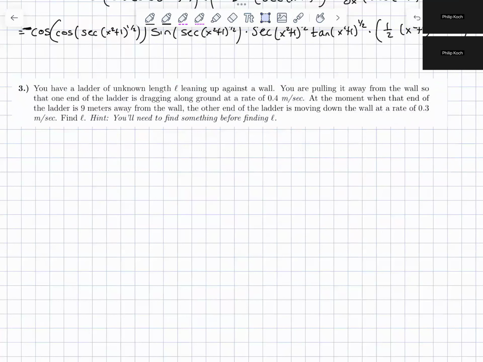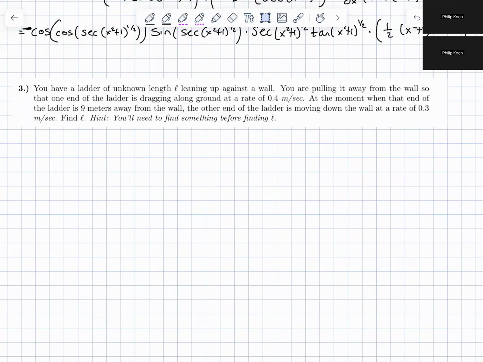Okay. You have a ladder of unknown length L leaning up against a wall, and you're pulling it away from the wall so that one end of the ladder is dragging along the ground at a rate of 0.4 meters per second. At the moment when the end of the ladder is 9 meters away from the wall, the other end of the ladder is moving down at a rate of 0.3 meters per second. Find the length L of the ladder. We'll need to find something before finding L.